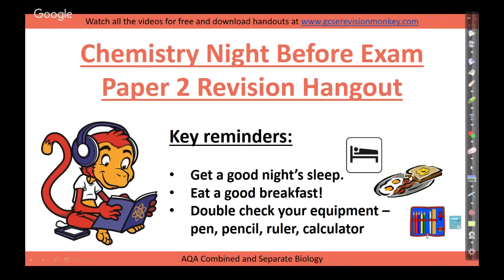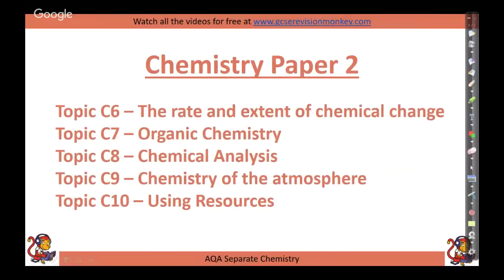Let's have a look about what's coming up in the exam. This is chemistry paper 2. So you can ignore pretty much everything from 1 to 5 that came up in topic 1. And we're concentrating on the rate and extent of chemical change, organic chemistry, chemical analysis, chemistry of the atmosphere, and using resources. So already tomorrow, you know that topics 6 to 10 are the ones that are going to be covered by the questions in the exam.